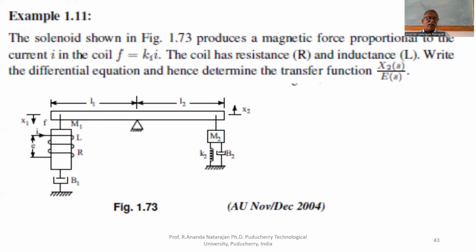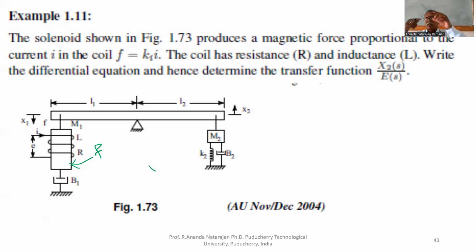The solenoid shown in the figure produces a magnetic force proportional to the current I in the coil. This is the coil, the solenoid, F. In that a force is produced.